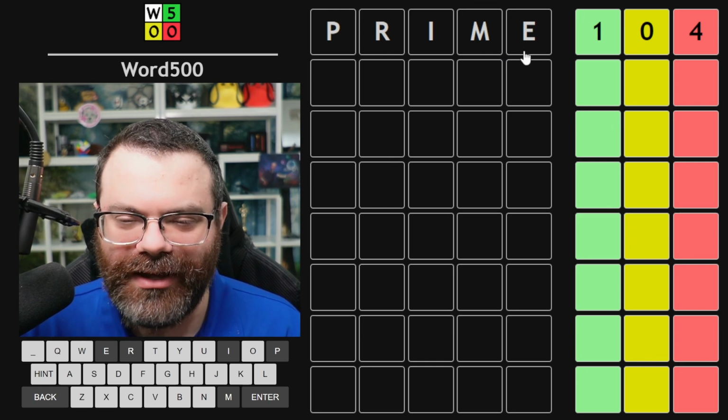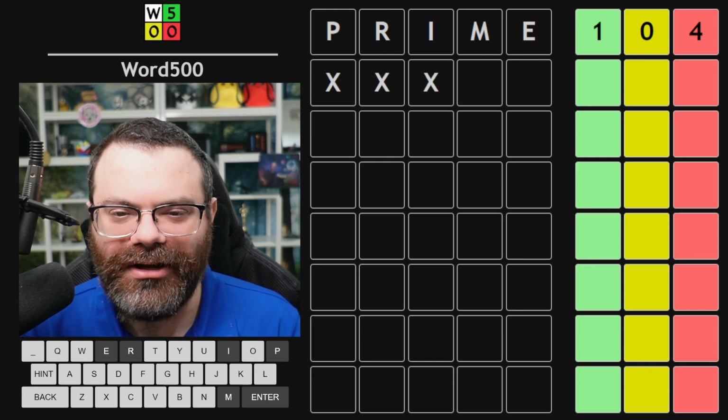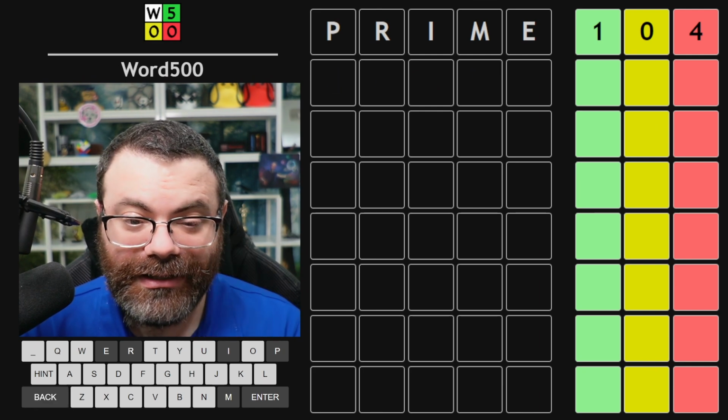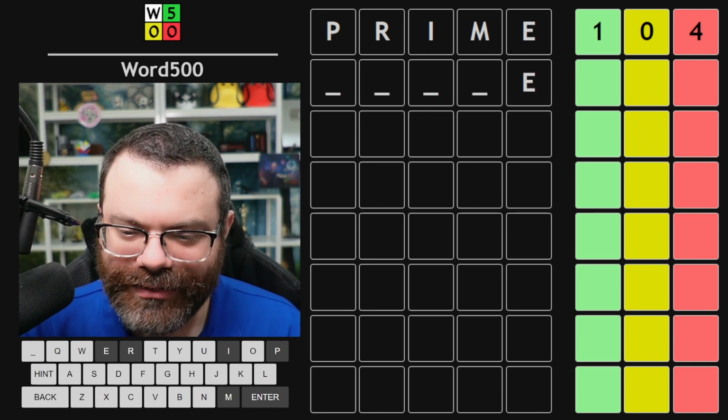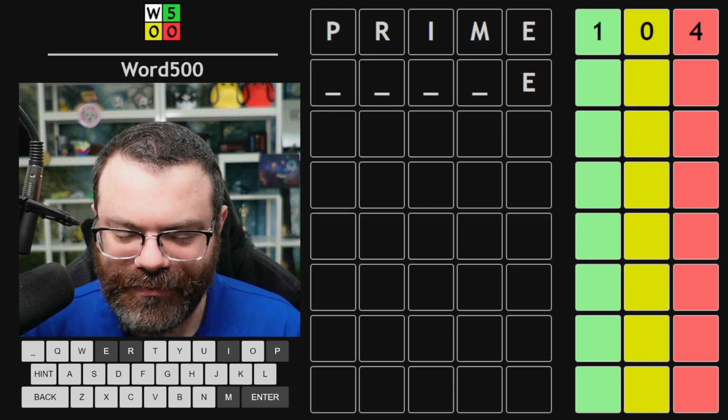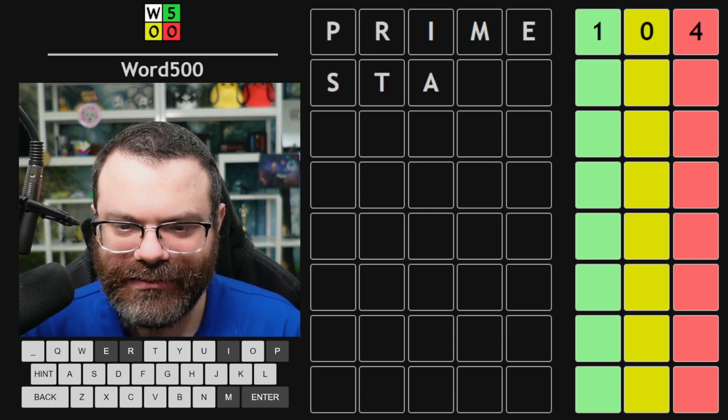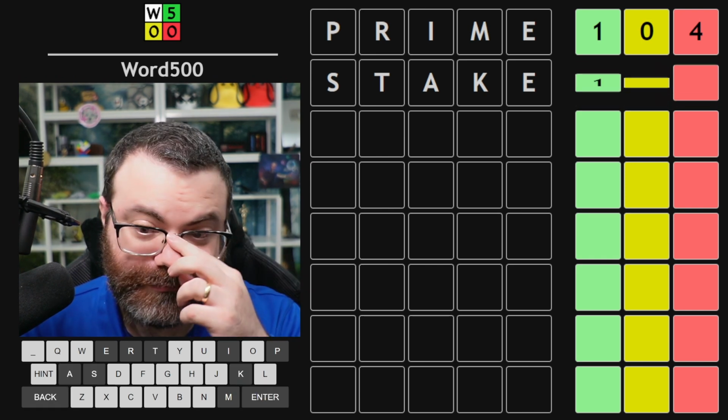So I'm going to assume for now that the E at the end is green. We're going to get all new letters and just end with E again. Keep forgetting I can use underscores here. So, what would be a good... Maybe something like stake, like a wooden stake.